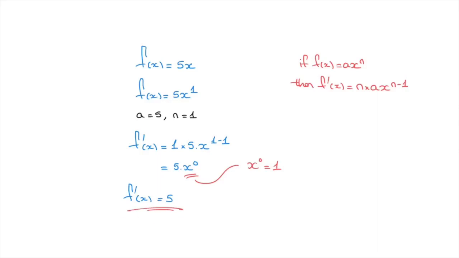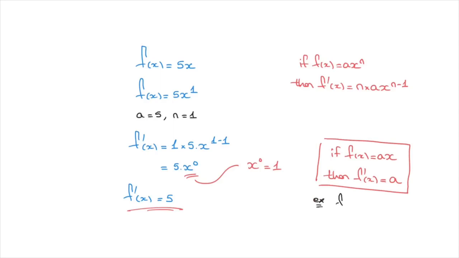This result can actually be generalized for any function looking like f of x equals 5x. And we can write, if f of x equals a times x, that's some number multiplying x, then the derivative function, f dash of x, will always equal a. That's the number multiplying the x. So for example, if we have f of x equals 7x, then its derivative function would be f dash of x equals 7.